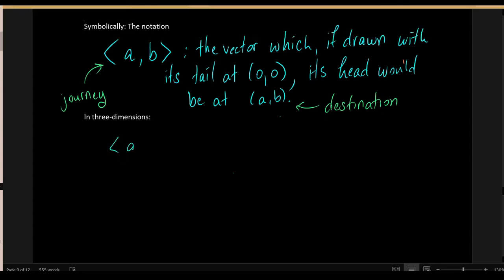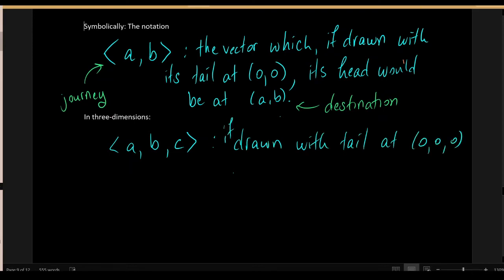If you see the vector A, B, C with angle brackets, if you start drawing the vector so that its tail is at the origin in three-dimensional space, the head of the vector will be at the point A, B, C in three-dimensional space.